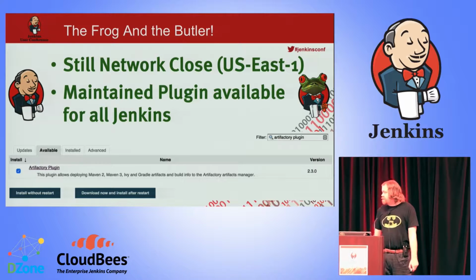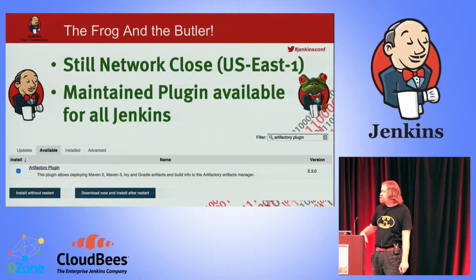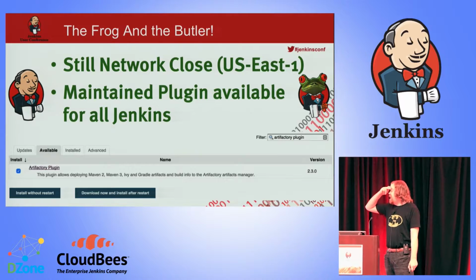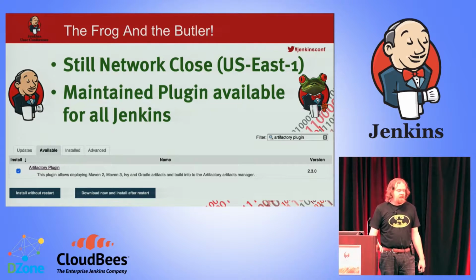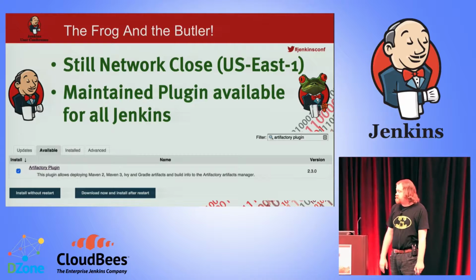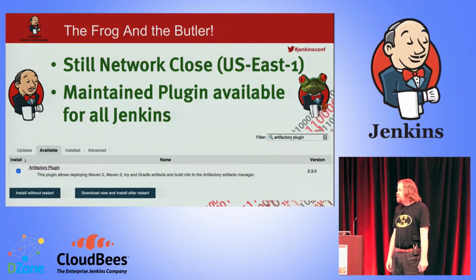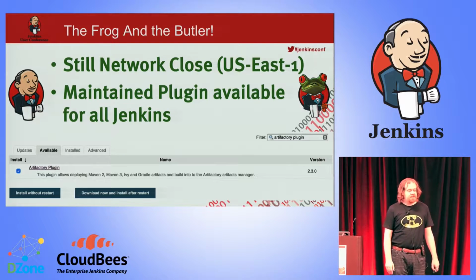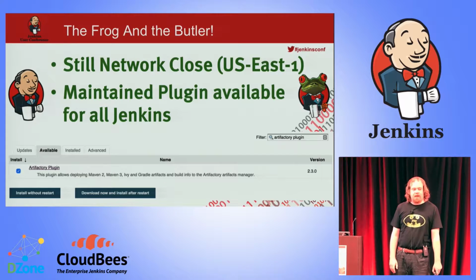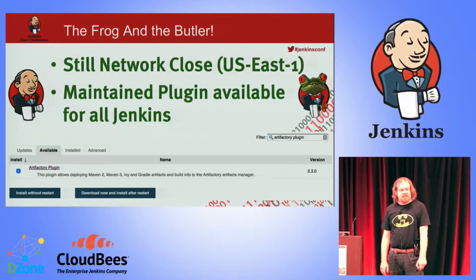So as I said, we're still network close in US East 1 for both solutions. And we have a maintained plugin available for both DEVcloud and the on-prem Jenkins. You can just go out to your Manage Plugins and search for Artifactory plugin, and you will get our plugin pop up. Click a link, install it, it's done.